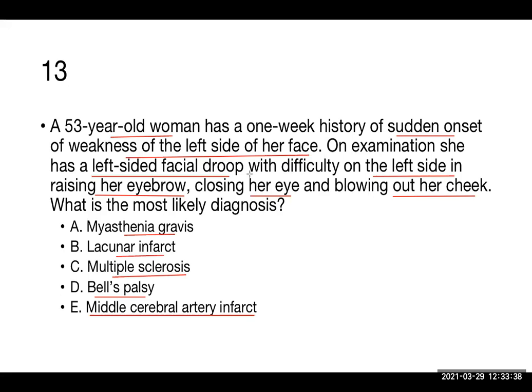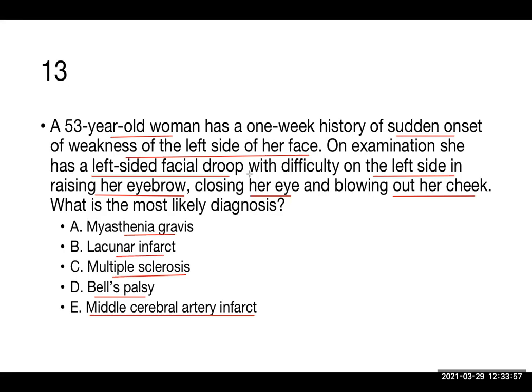And then she cannot raise her eyebrow. She cannot even close the eye actually. The eye remains open all the time. And what is the problem? If the eye cannot be closed or remains open all the time, what may happen? Exposure keratitis.